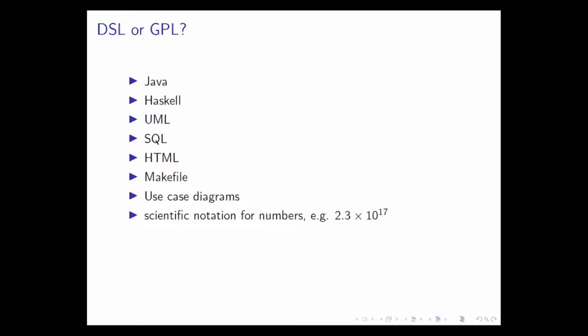What about scientific notation for numbers? I think we usually say this is a domain-specific language. It's a language, very simple language in this case, specific to defining numbers.